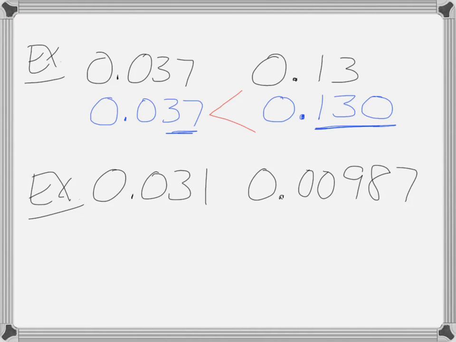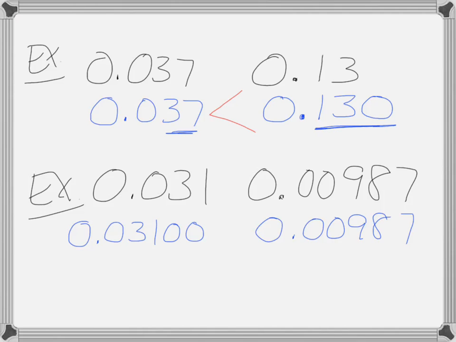Then looking at our final example, comparing, the one on the left has 3 digits after the decimal. The one on the right has 5. So I can add 2 more zeros to the first one, and now it has the same number of digits as the second one. So I'm comparing 3,100 to 987. 3,100 is greater than 987.